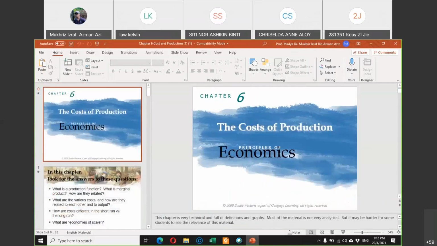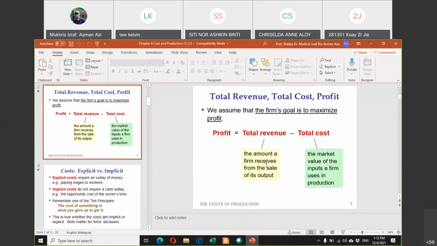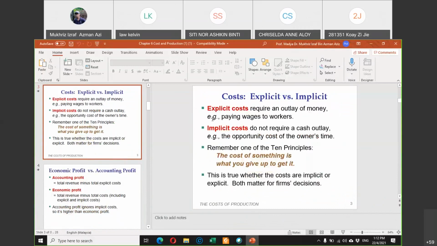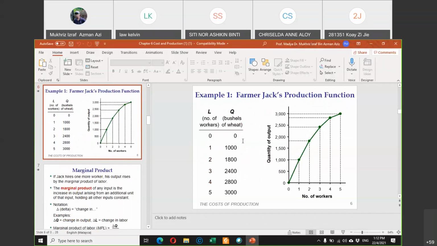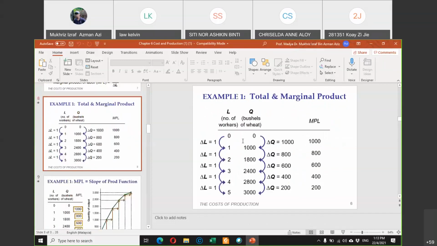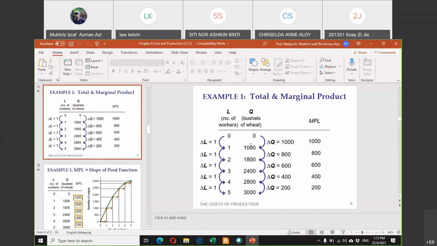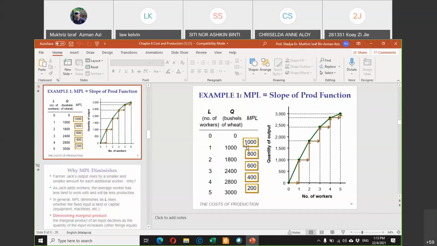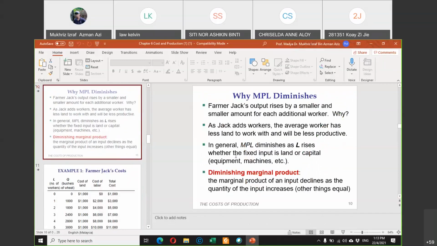So in chapter 6, we learned about the concept of profit, and the difference between accounting and economic profit, whereby in economic profit, we also take into account implicit costs, usually the opportunity cost. Then we looked at the production function, and in this part, we learned the concept of marginal product and the law of diminishing marginal product, MPL. Why does this occur?